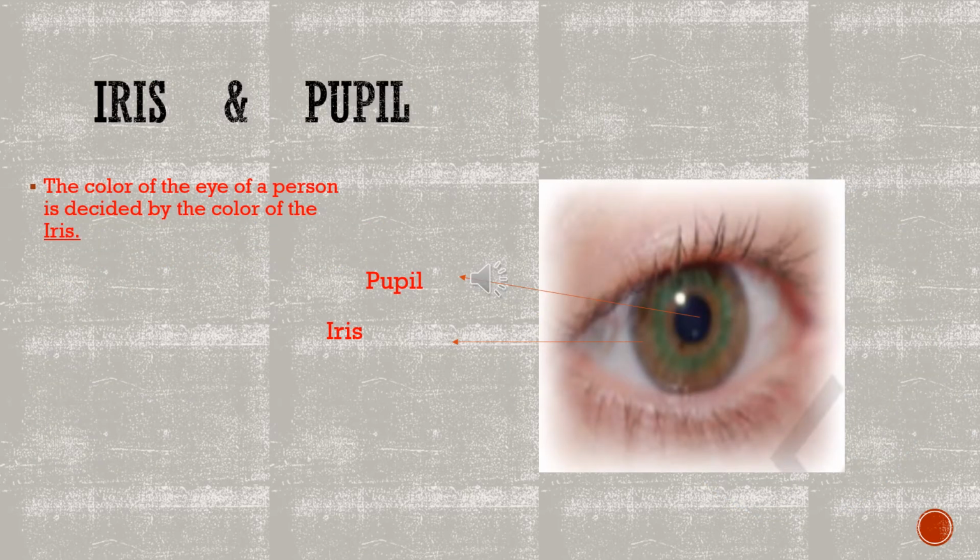In this picture, the iris and pupil are very clear. That big circle is known as the iris. That can be of different colors. Sometimes it is blue, sometimes it is green. In different people it looks different. Actually, the color of the eye of a person is decided by the iris, whereas the pupil is the center black circle, that is the opening of the eye through which light is entering into our eyes.